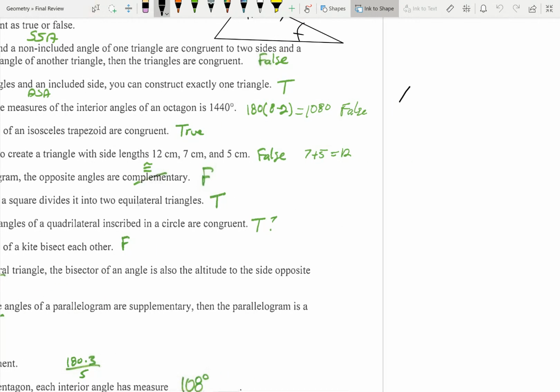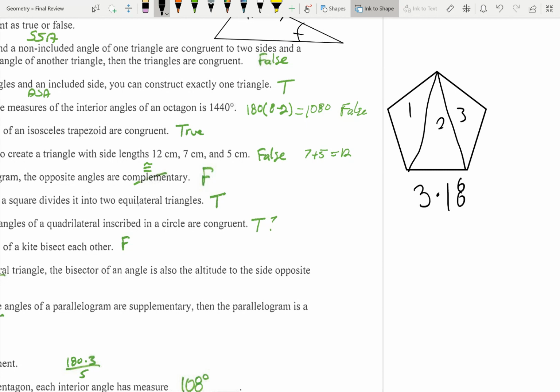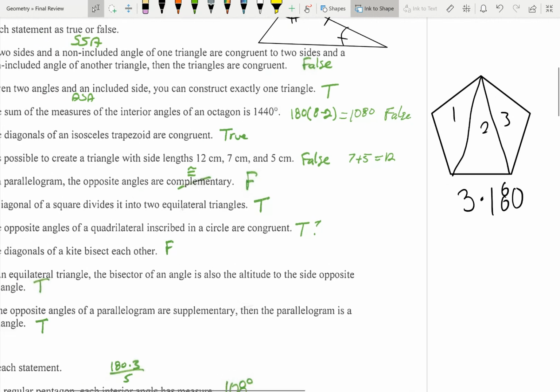Right, so I'm going to illustrate that with a pentagon. If I divide it into triangles, then your pentagon is going to have 1, 2, 3 triangles. Each triangle is 180 degrees, which will give you 540 degrees in a pentagon.